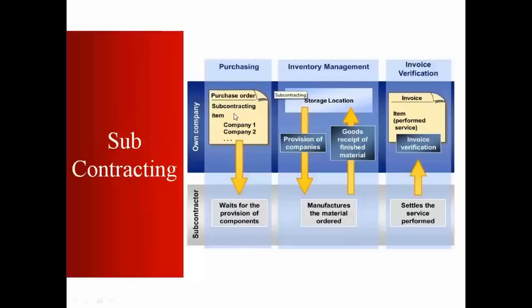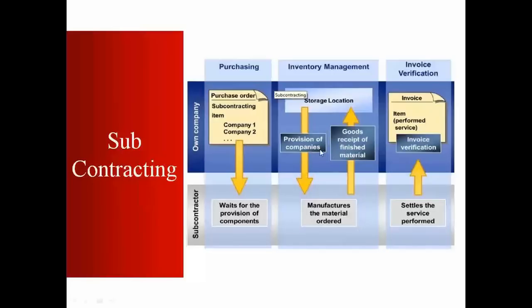So here you can see three different blocks in this picture: purchasing, inventory management, and invoice verification. If you look at purchasing first, a subcontracting purchase order will be created. There's a special type of purchase order called a subcontract purchase order, which is created and sent to the contractor who is waiting for the components. And if you look at the same from the inventory management point of view, we're sending them all the goods required to make a laptop.